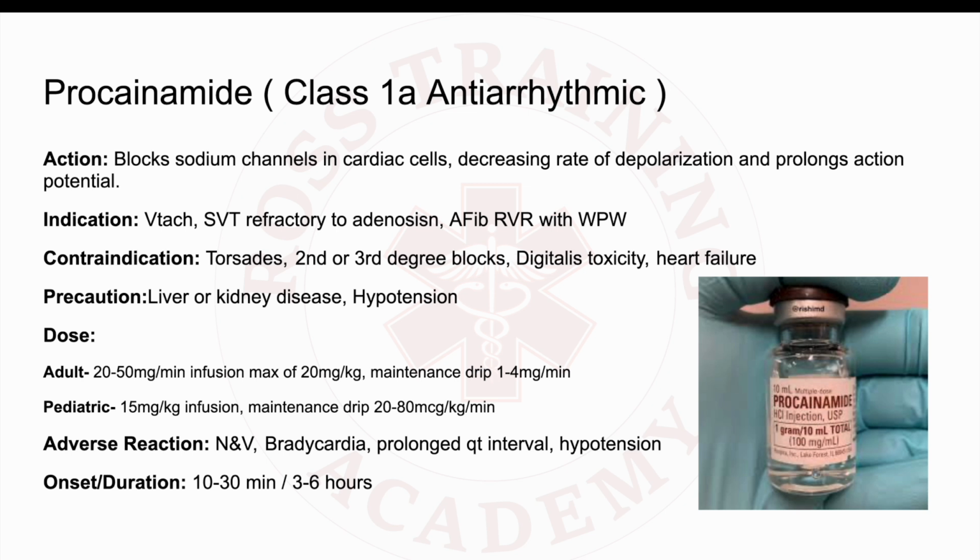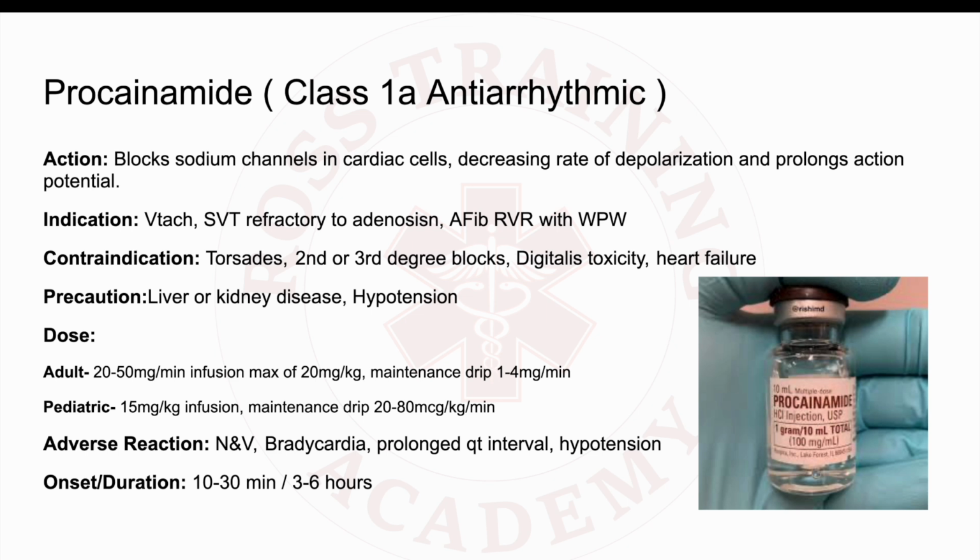The adult dose is going to be 20 to 50 milligrams a minute infusion for a max of 20 milligrams per kilogram, and then a maintenance drip of 1 to 4 milligrams a minute. For a pediatric, 15 milligrams per kilogram infusion, maintenance drip of 20 to 80 micrograms per kilogram a minute.